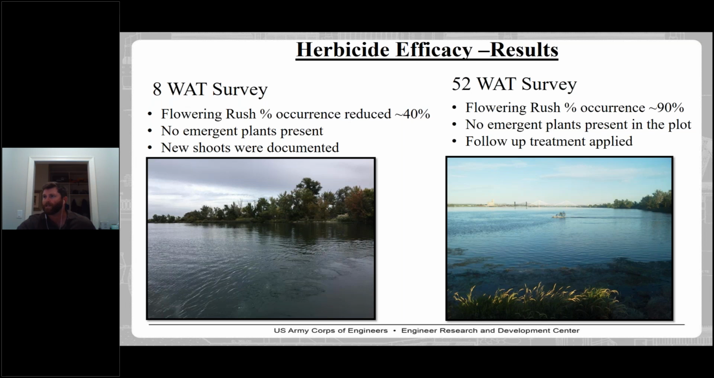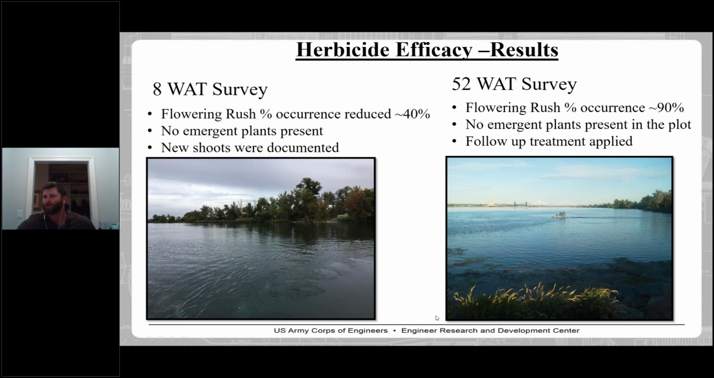But one surprising thing was there was no emergent plants present in the plot. So that was a great sign that we put a pretty big dent in the flowering rush at this particular site. But like I mentioned, multiple treatments are usually necessary to achieve the type of control we were looking for, so we also applied a follow-up treatment as well.